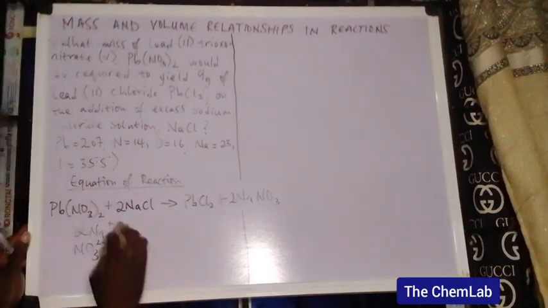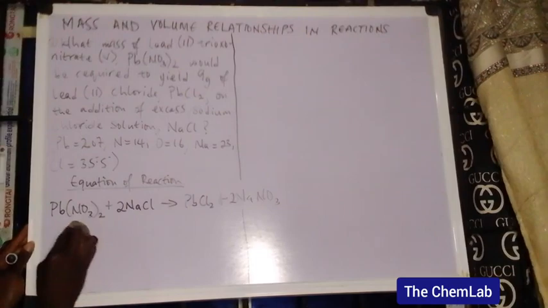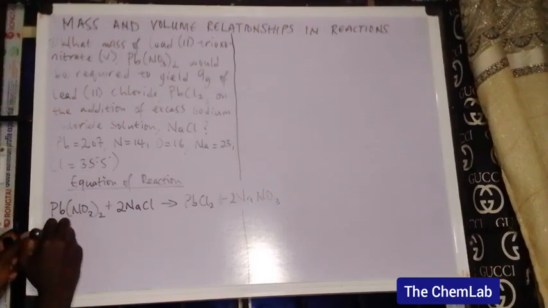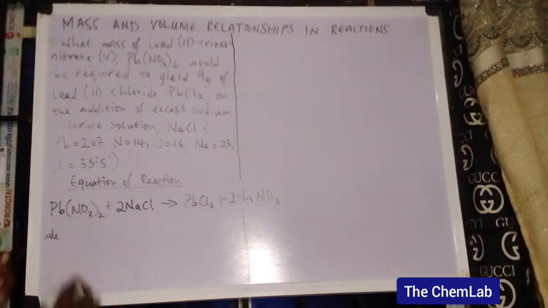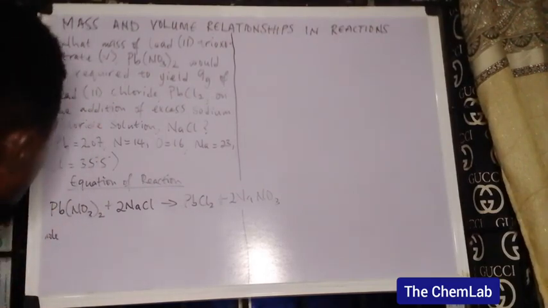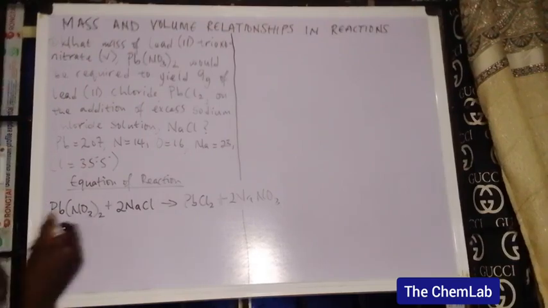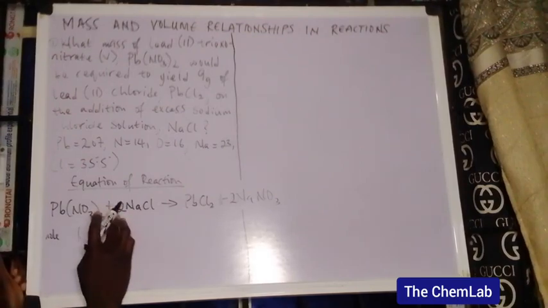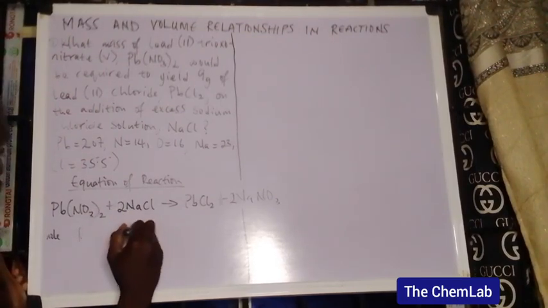So now, let's look at the number of moles. For this one, we said the number of moles is the numerical coefficient of the compound. So here we have an invisible 1, so 1. Here, the number of moles is 2, so 2.